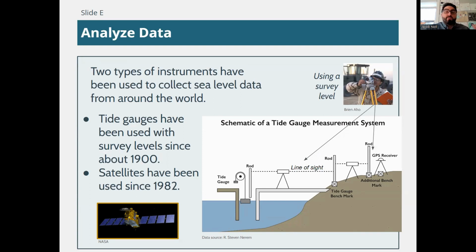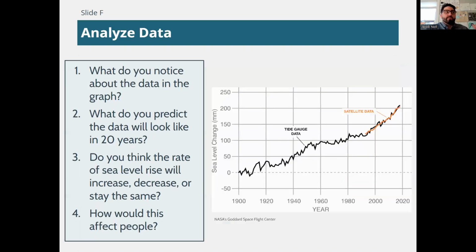Since about 1982, as space exploration started to increase, we've shifted to using satellites as our main method of determining sea level height. And so what we're going to do is we have some data from both of these tools. And what I'd like you to do is to take a few moments, look at the graph, and answer these 4 questions in your notebook right below your notice and wonder table from the opening 3 community videos.